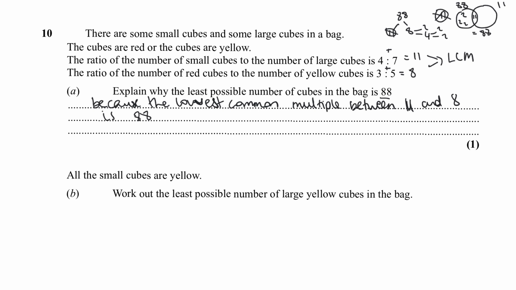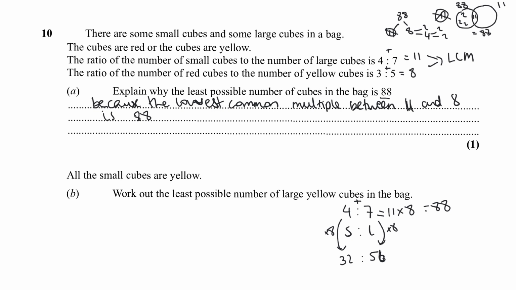So because we know that 8 is the minimum number within the bag, what we can do is, because it's a 4 to 7 ratio for small to large, and we added that together, that gave us 11. If you did 11 times 8, you get 88. So multiply both parts in that ratio by 8. You would end up with 32 to 56. So now that we have that, that is telling us that if we have the least number of cubes, 88, out of 88 cubes, 56 of them would be large and 32 of them would be small.